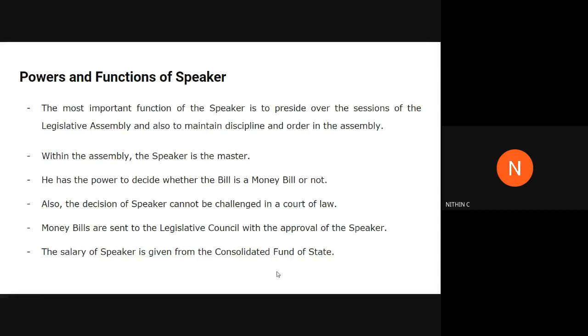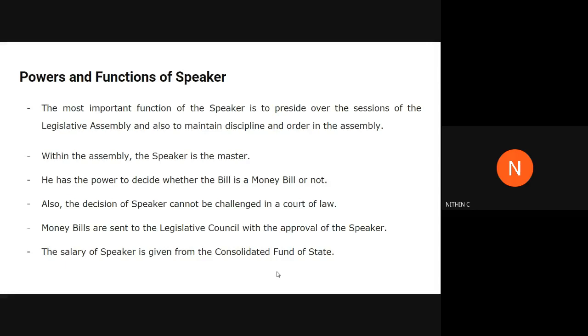So within the assembly, the speaker is the master. He has the power to decide whether the bill is a money bill or not. Also, the decision of speaker cannot be challenged in the court of law. Money bills are sent to legislative council with the approval of the speaker. The salary of the speaker is given from the consolidated fund of the state.